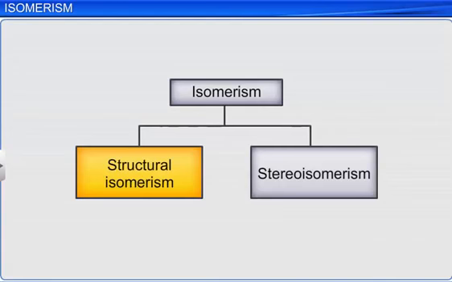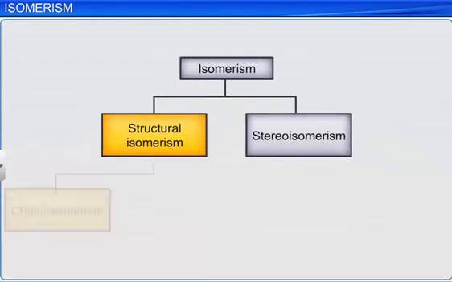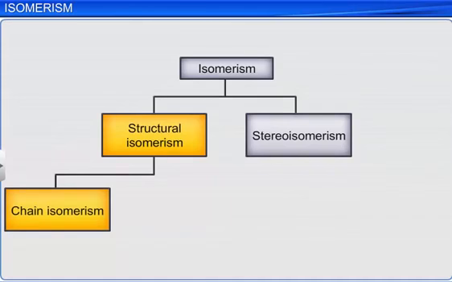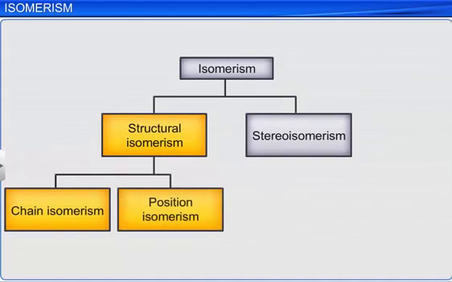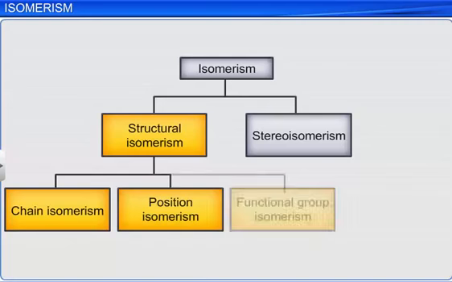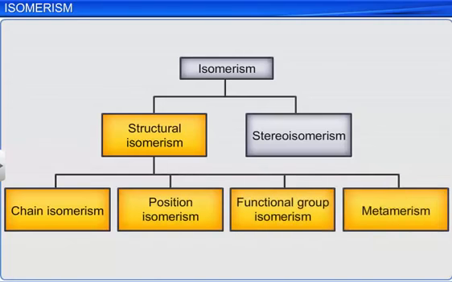Structural isomerism can be of following types: chain isomerism, position isomerism, functional group isomerism, and metamerism. Let's look at chain isomerism.